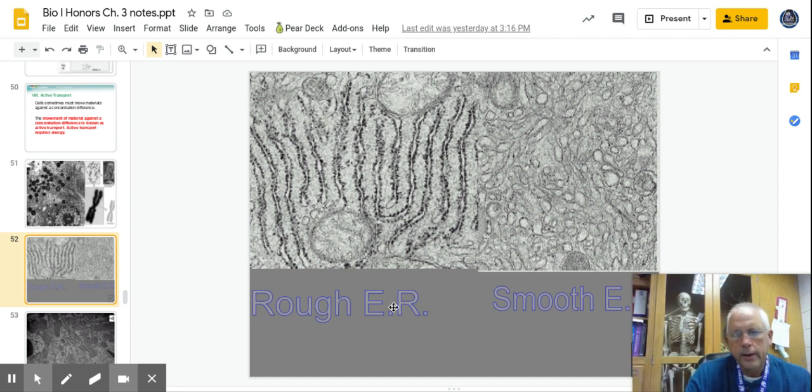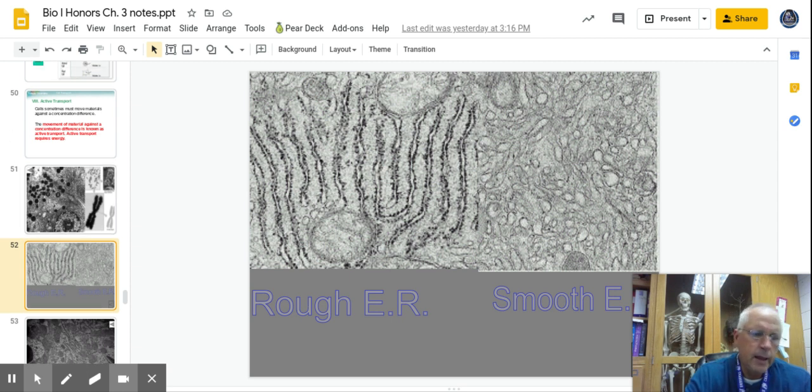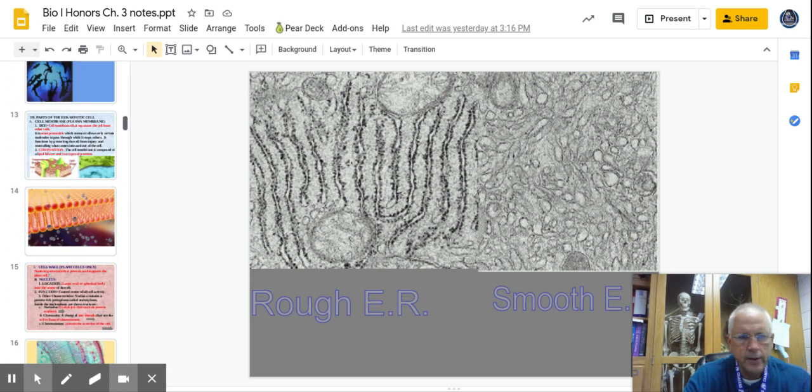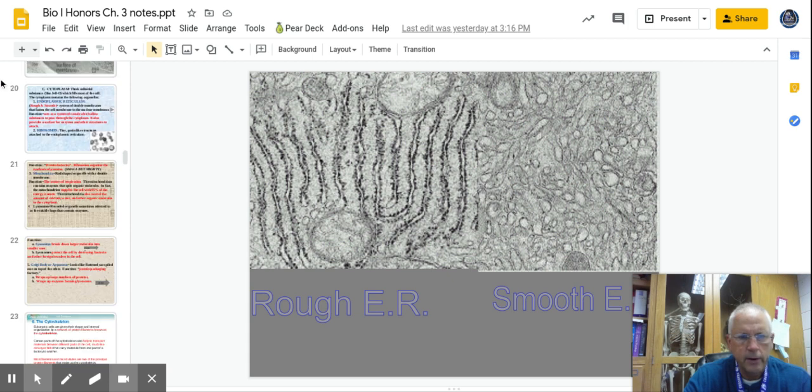And that's what we do. The only difference between rough and smooth is rough looks kind of grainy because it has ribosomes attached to it. Smooth does not. So that's the big difference between the two of them, even though they do the same thing. So don't be confused about that. They're involved in the same business. They just have a different looking appearance to them.